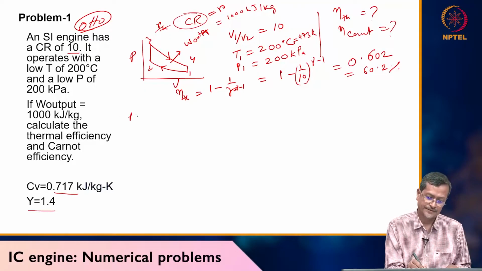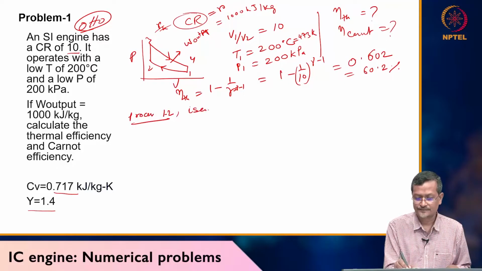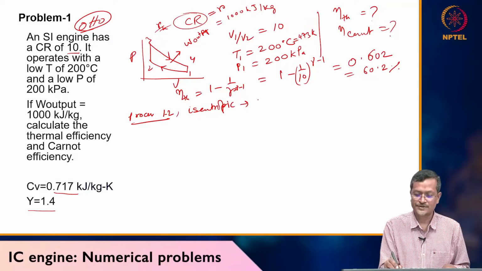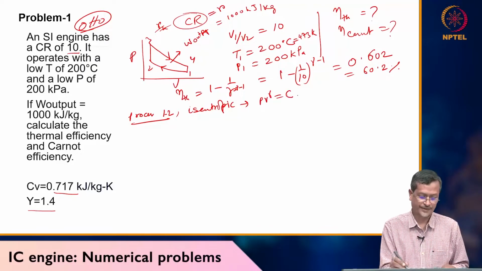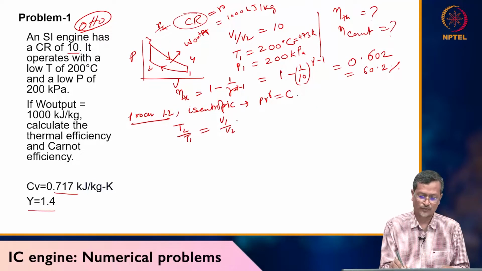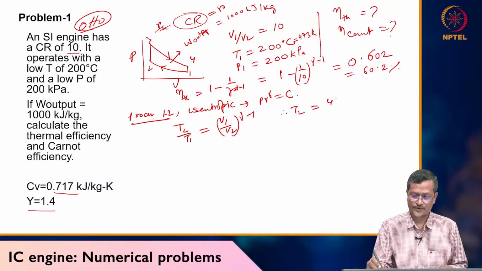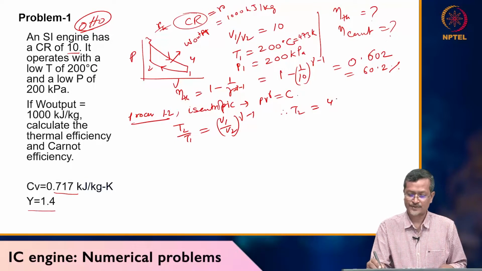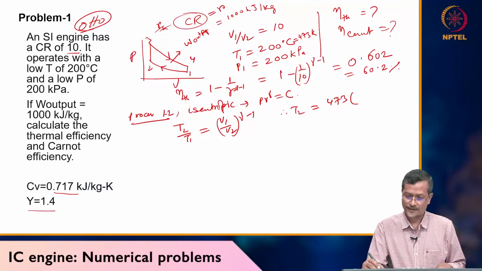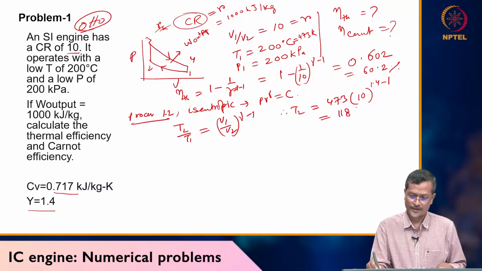Now process 1 to 2 is an isentropic process. Isentropic process means PV to the power gamma equals constant. Now T2 by T1 equals (V1 by V2) to the power gamma minus 1. Therefore T2 equals T1 times (V1 by V2) to the power gamma minus 1. T1 is 473, and V1 by V2 is the compression ratio, 10. Gamma is 1.4, minus 1. This value comes to 1188 K.